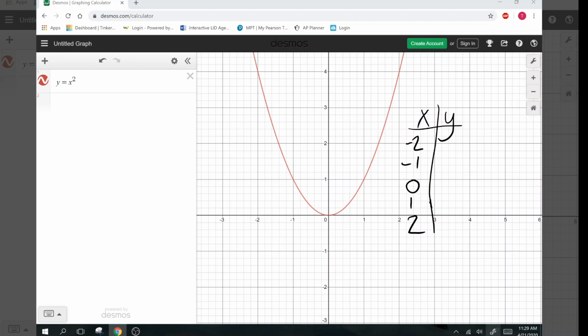If you square each of these values, negative 2 squared is positive 4, negative 1 squared is positive 1, 0 squared is 0, 1 squared is 1, and 2 squared is 4. You can see this is borne out in our picture here: 0, 0, 1, 1, 2, 4, and negative 1, 1, and negative 2, 4. And so quadratic graphs, this is why they're a U. When you square something, it always becomes positive, and so we get back to positive values.